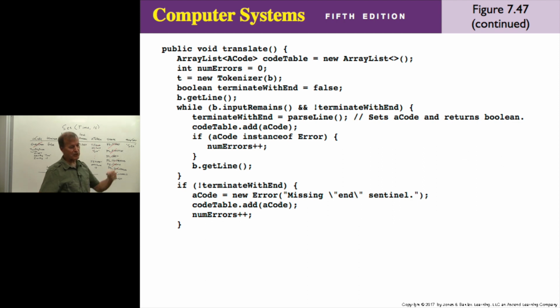And then after we go through this whole loop of all these lines, we say if not terminate within. So this is what happens if the user forgets to put the dot end, in our case, or end in this case. So if not terminate within, then we stick a new error. We create a new A code, which is an error saying missing end sentinel, and we add that to our table, and we increment num errors by one more.